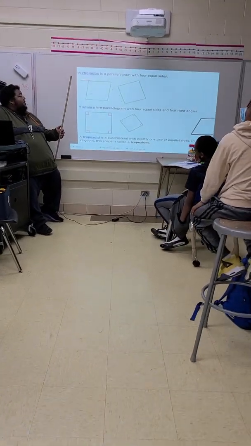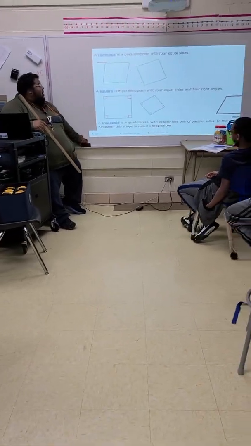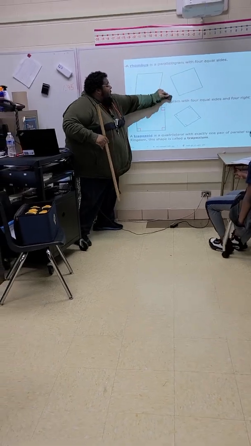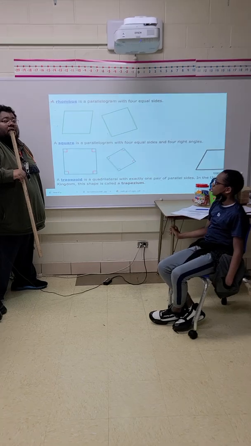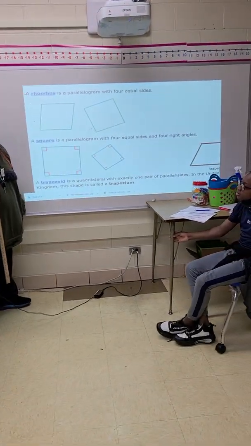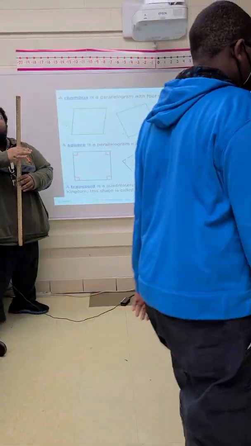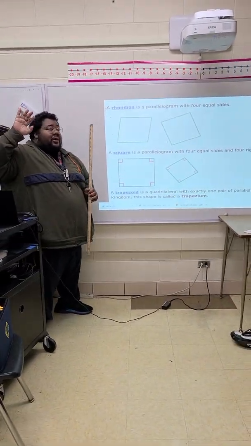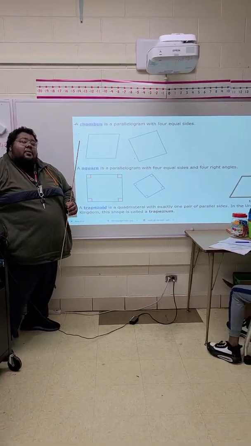Alright, so a rhombus is a parallelogram with 4 equal sides, alright? What's the difference? Hands up, please. There are too many conversations going on. What's the difference between a rhombus and a parallelogram? Someone said it's different, a rhombus and a square, because they look the same.